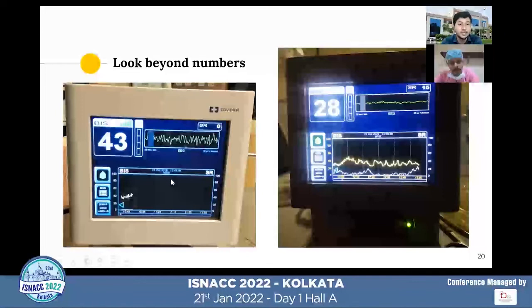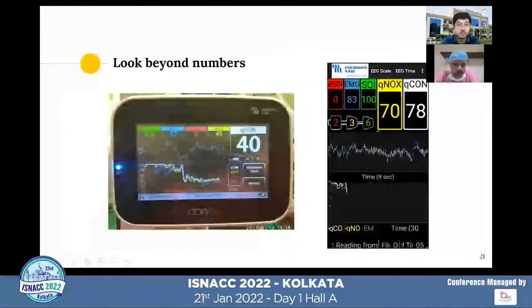Here we can see the waveform looks like a high amplitude, low frequency EEG waveform, and the number shown is 43, which is adequate depth. In this other waveform, we can see almost isoelectric waveforms with bursts in between. So a burst suppression pattern is seen, and a suppression ratio of 15 is shown. This is the value shown by the Conox monitor.